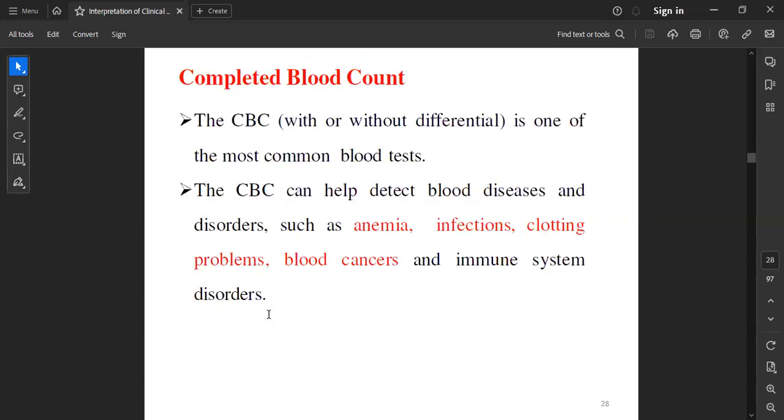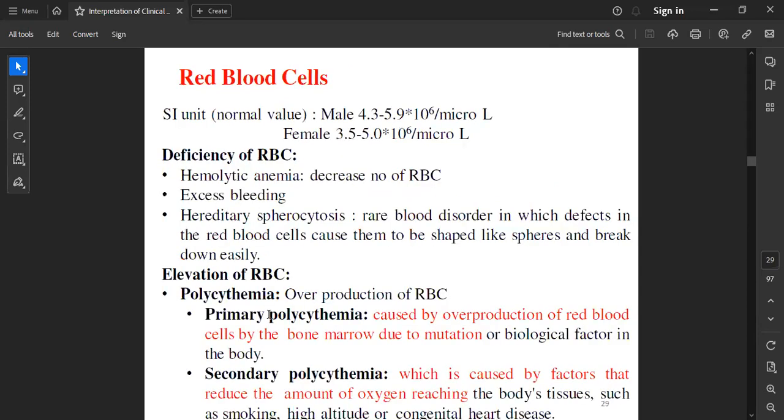The next test is a CBC. It can be done with or without a differential. A differential just means that you go deep into the analysis of the individual types of cells. It can detect conditions like anemia, infections, clotting problems, blood cancers, and also immune system disorders. Deficiency of RBCs can be due to hemolytic anemia. It can happen if someone has overbled.